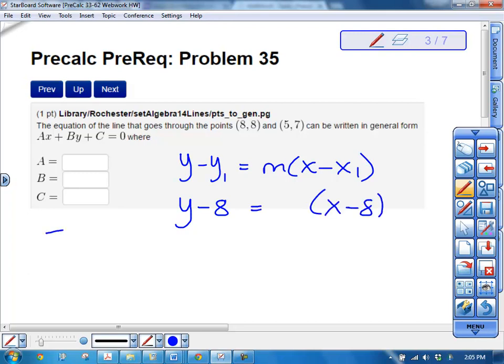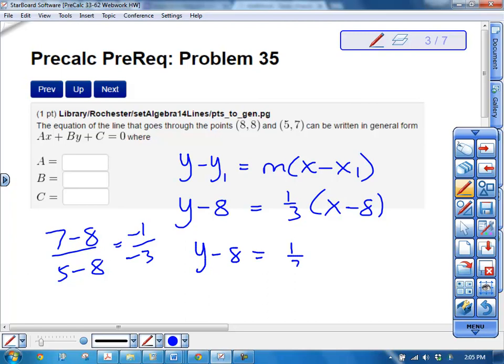So I need to find my slope, so that's y2 minus y1 over x2 minus x1, which gives me negative 1 over negative 3, which is 1/3 for me. All right, now I would distribute this and rearrange. So I have y minus 8 equals 1/3 x. Actually, what I'm going to do is multiply through by 3 now to get rid of the fractions. If I multiply this by 3, this turns into negative 24. This goes away. And I can drop these parentheses then.